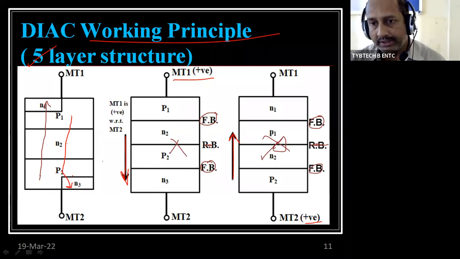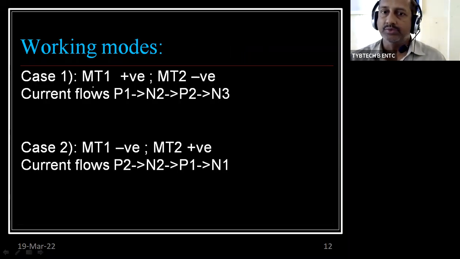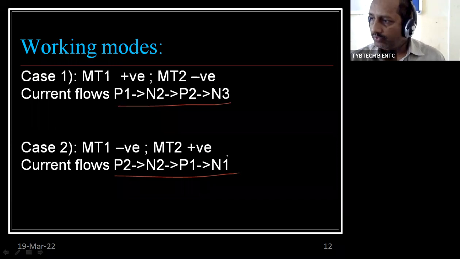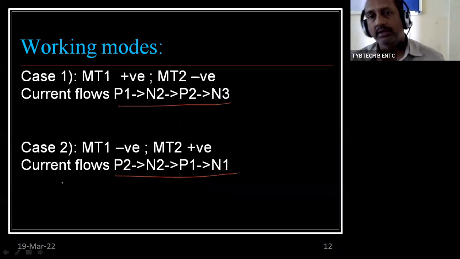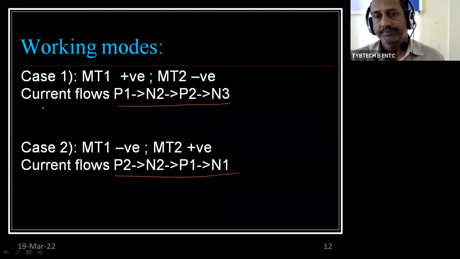There are 2 modes: MT1 is positive, MT2 is negative, so current flows through this path. It can be asked in the MCQ, so these types of sentences must be with you for DIAC also. If you want, you can note down these 2 working modes for DIAC.